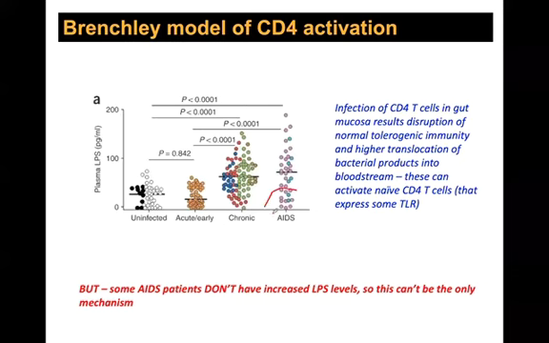Does it explain everything? No, because look, these people are progressing to AIDS. They don't have high toll-like receptors or high plasma LPS. So it's not the only mechanism, but it is certainly one of the ways that contributes to progression to AIDS.